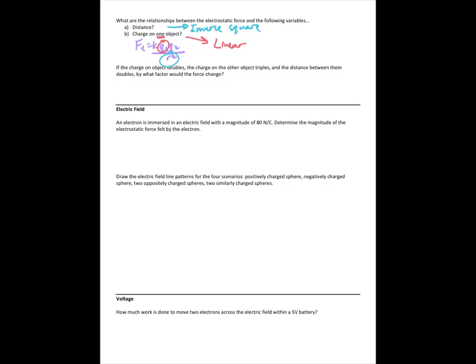Alright, now let's think about their graphs. Linear graphs look like this. Constant rate. Inverse square graphs look like this.